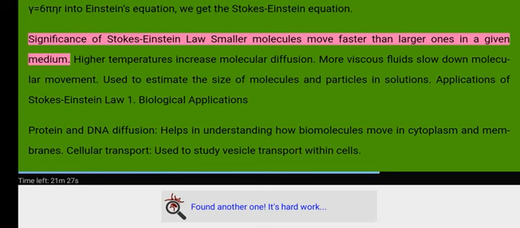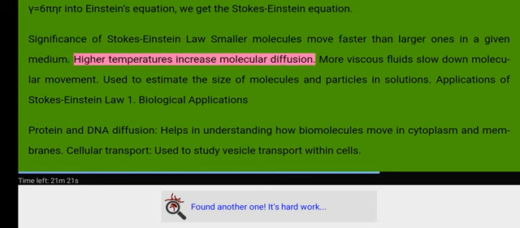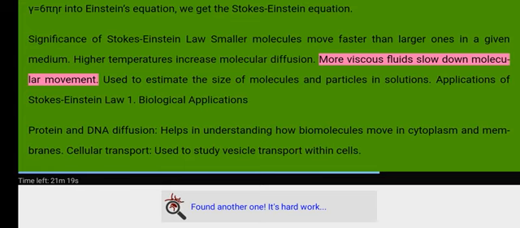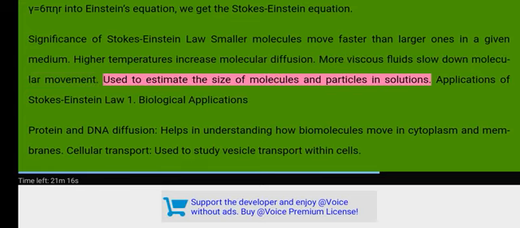Significance of Stokes-Einstein law: smaller molecules move faster than larger ones in a given medium. Higher temperatures increase molecular diffusion. More viscous fluids slow down molecular movement. It is used to estimate the size of molecules and particles in solutions.